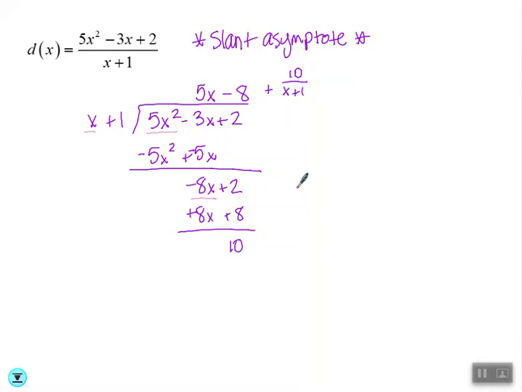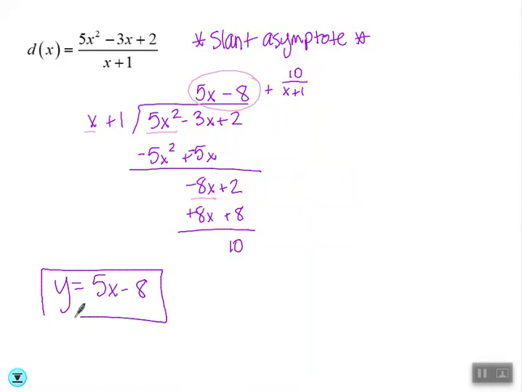For the slant asymptote, we only care about this part of our answer. We do not care about the remainder. So our slant asymptote is just y equals 5x minus 8. Let's look at one last example.